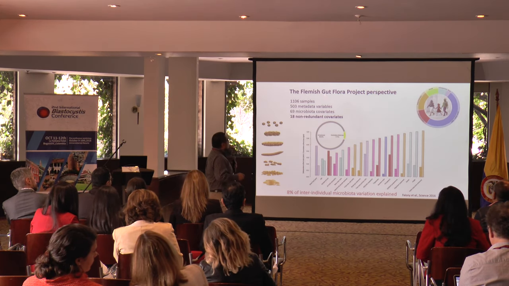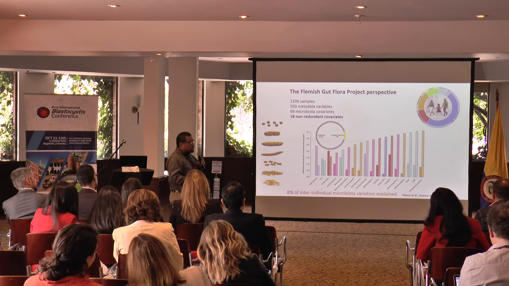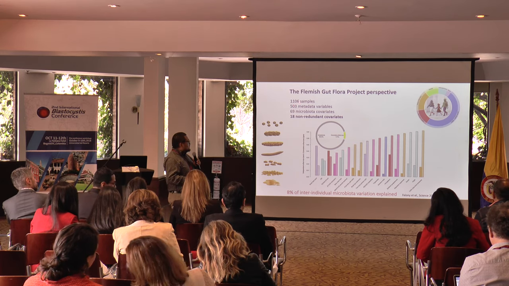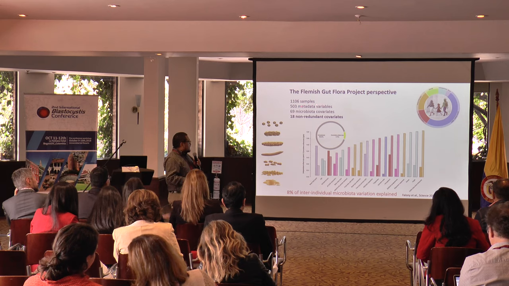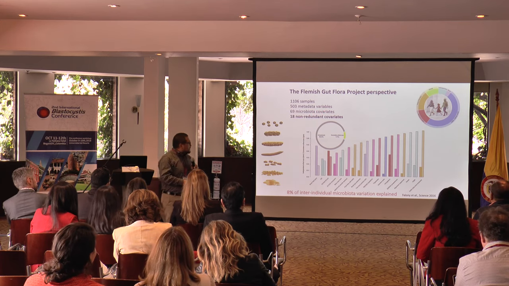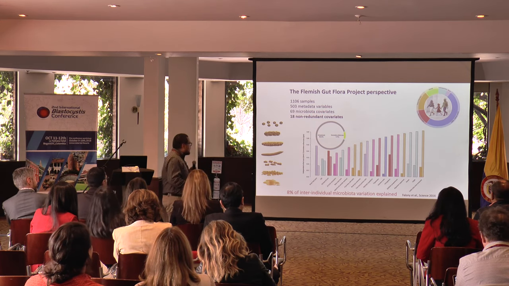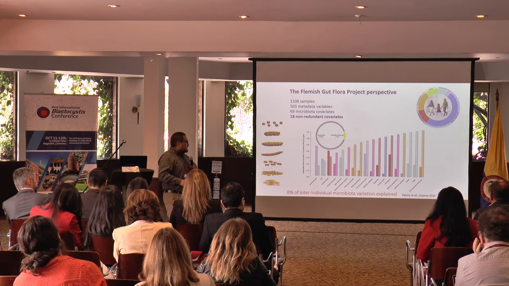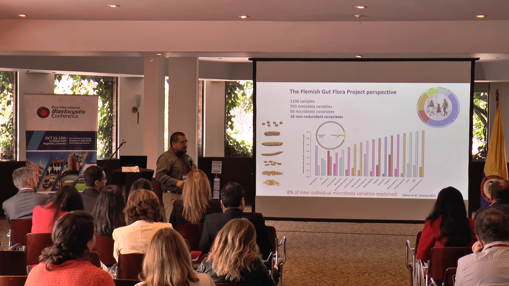Now, what we found in the first report focused on bacteria and archaea for this population. We used 1,106 samples, 503 metadata variables, and we identified 69 microbiota covariates. What is a microbiota covariate? A microbiota covariate is a variable that can explain inter-individual microbiota variation.